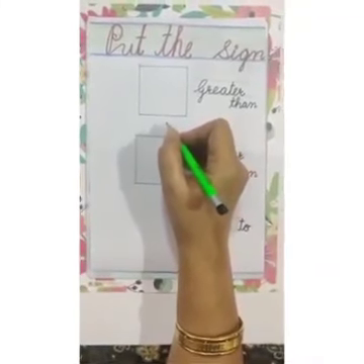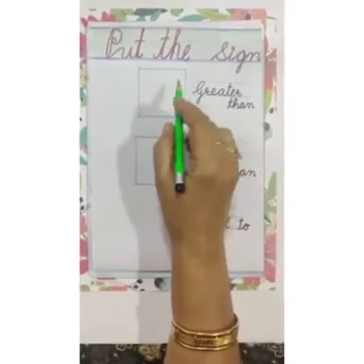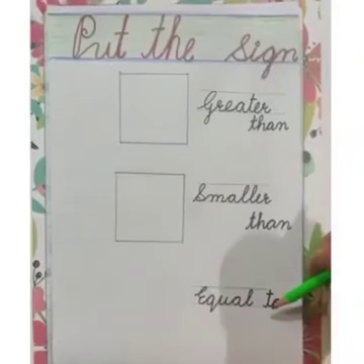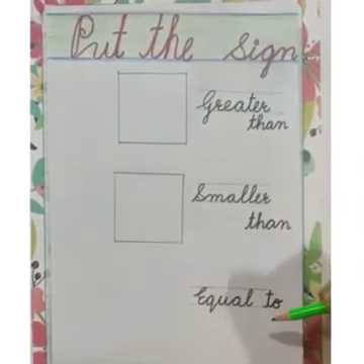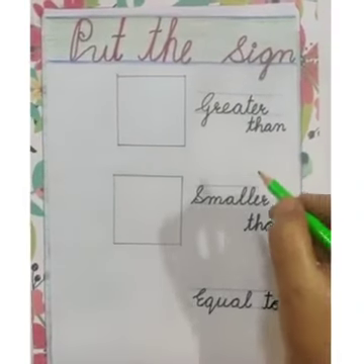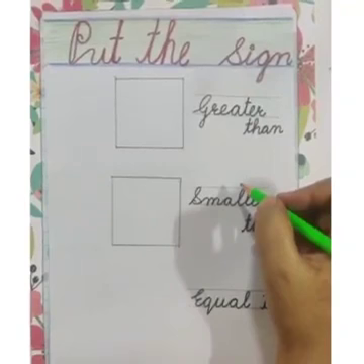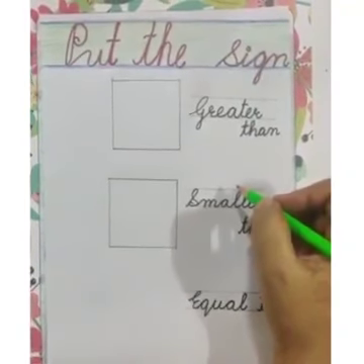Let's start. There are three types of signs: greater than, smaller than, equal to. First of all, I will tell you how to make these signs.